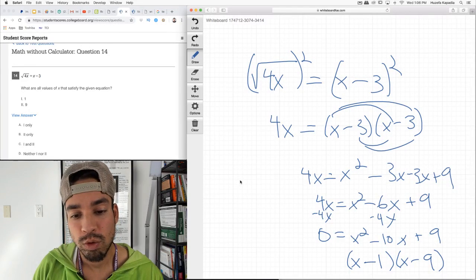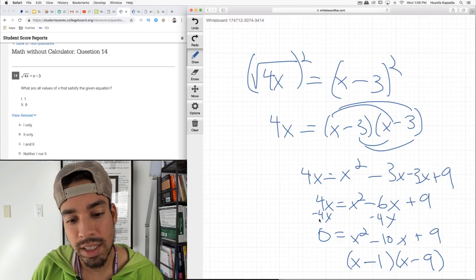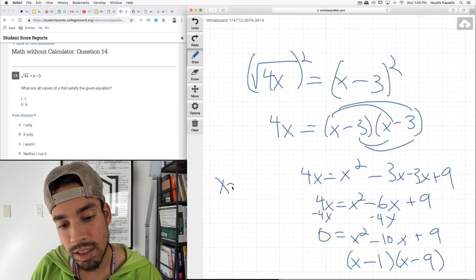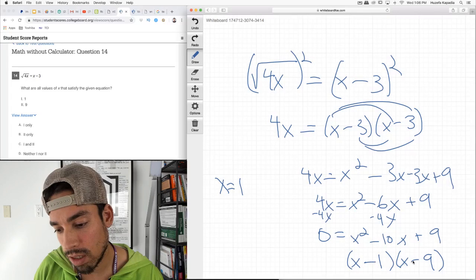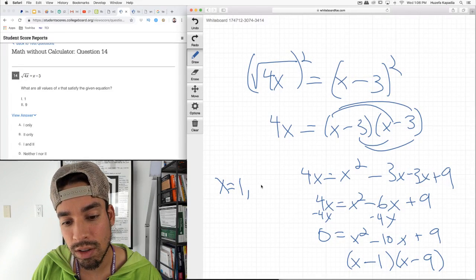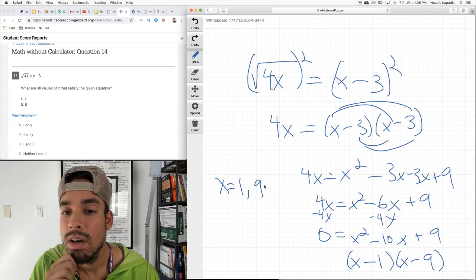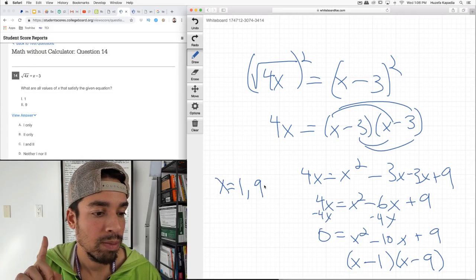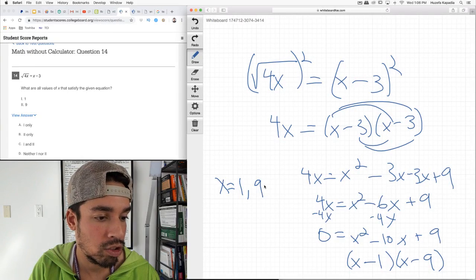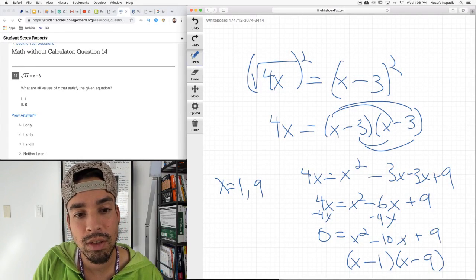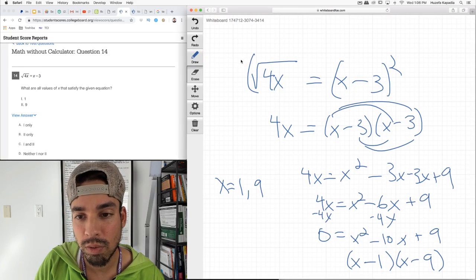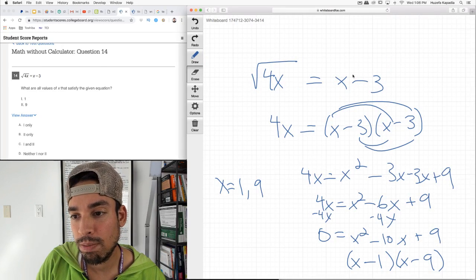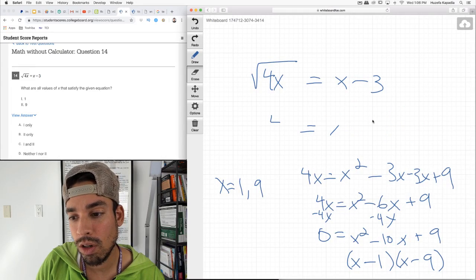Okay. Which means that the values that satisfy this are where x equals 1. Right? Whatever number is going to make this go to 0, whatever number is going to make that go to 0. And 9. But we're not done yet. Because you might say, hey, it's 1 and 2, which is C. But now we have to go back to the drawing board, to our original equation, and actually plug these in to make sure they work.